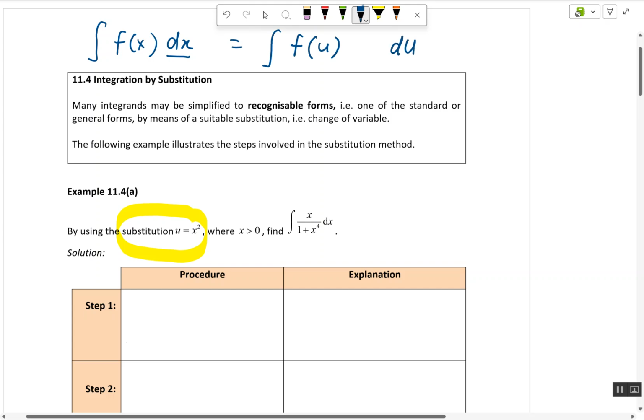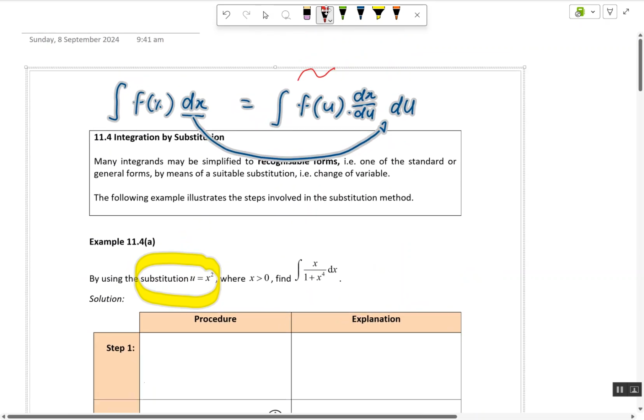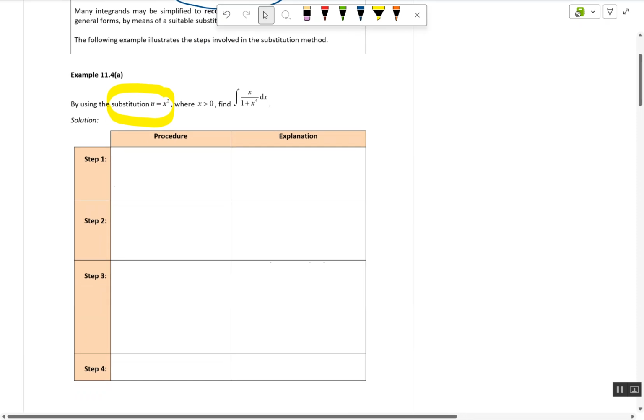behind is going to be du, right or not? But in order for this to be equal, dx and du are not the same thing. So I must multiply by a dx over du over here. This is the first thing that you have to know, as well as all these must be in terms of u. Okay, all these must be in terms of u first. All right, but I'm going to give you a cheat code during this video on how to remember what to do for this. So before that, let me introduce to you the 4 steps.